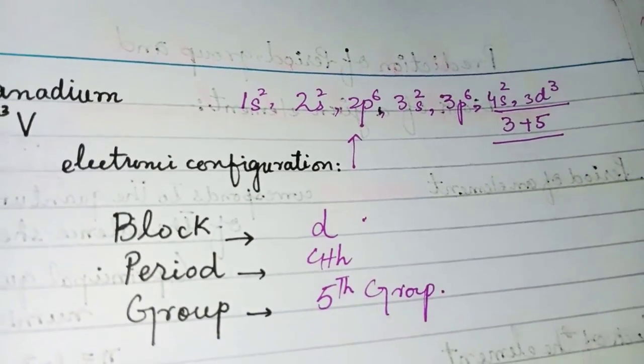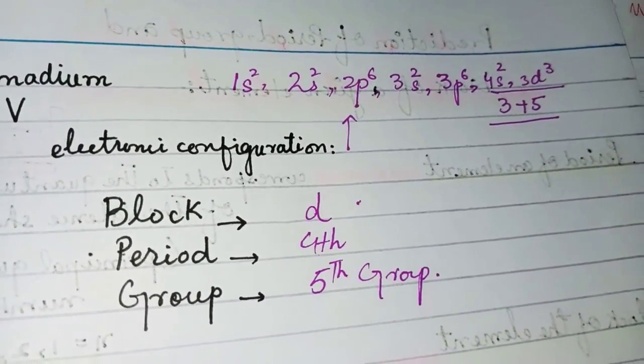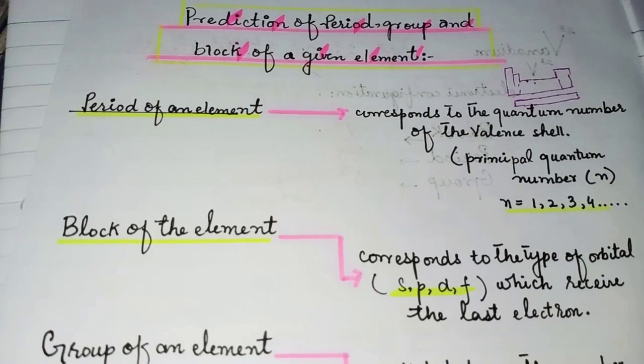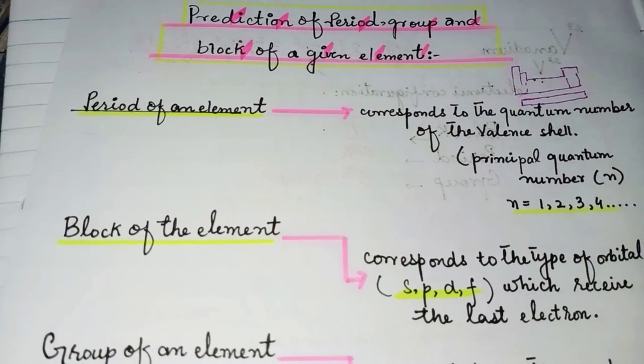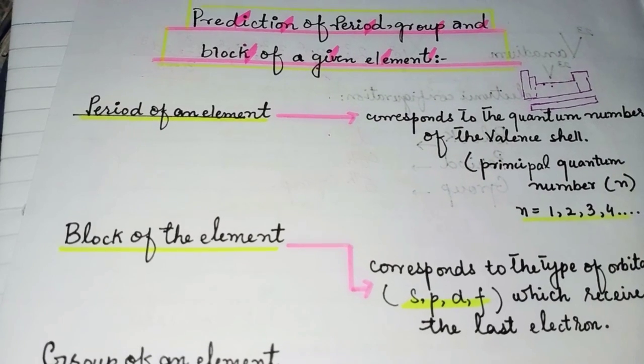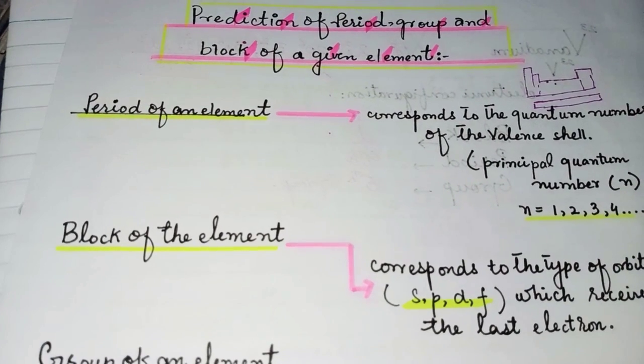So kids, you can actually tally these results from the periodic table as well. So kids, this is how you have to predict the group number, period number and the block by using these guidelines.